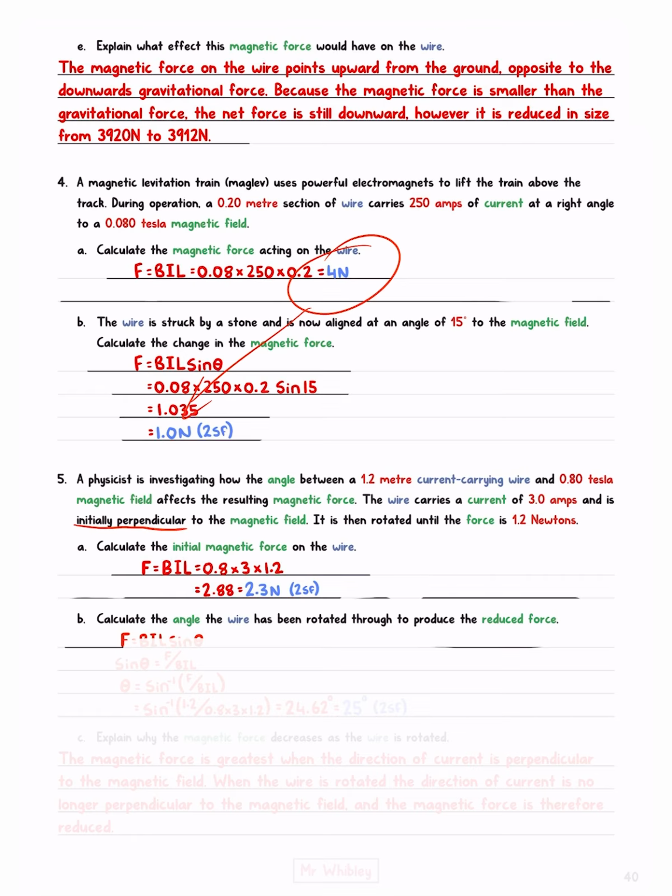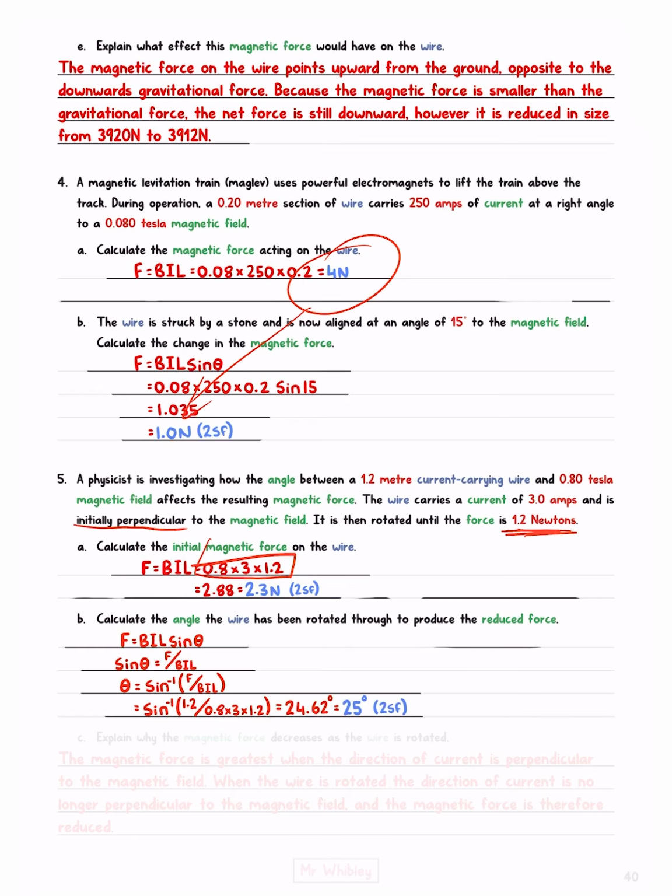We know that F is equal to BIL sine theta, where we know our BIL, that is the same as it was before, and we know our force that is now present, but we need to find the angle that has reduced it to this value. To solve this equation for our angle, we can first divide both sides by BIL and swap them around, and then take the inverse sine of both sides. Putting in our numbers gives me 24.62 or 25 degrees to 2 significant figures.